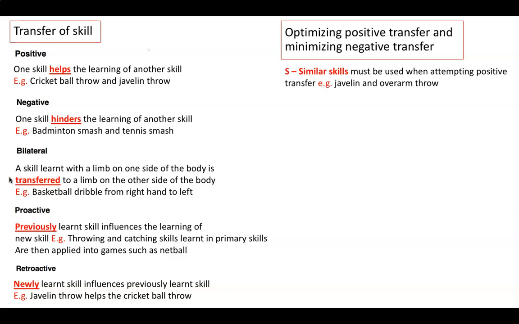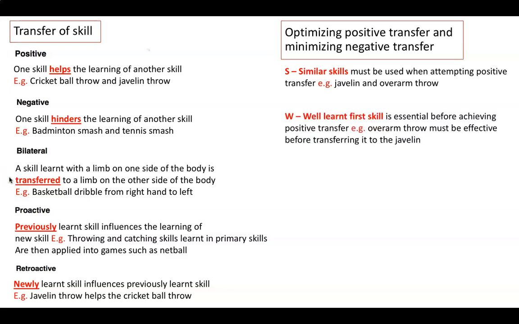First of all, similar skills must be used when attempting positive transfer. For example, the javelin and overarm throw is a similar skill. What are not similar are a badminton smash and a tennis smash. Okay, so to optimize positive transfer, you must be using similar skills.